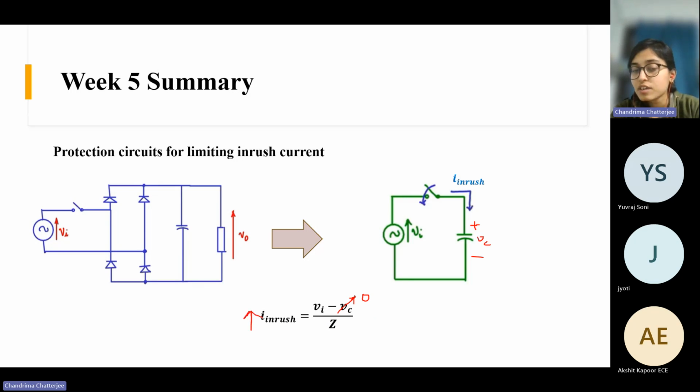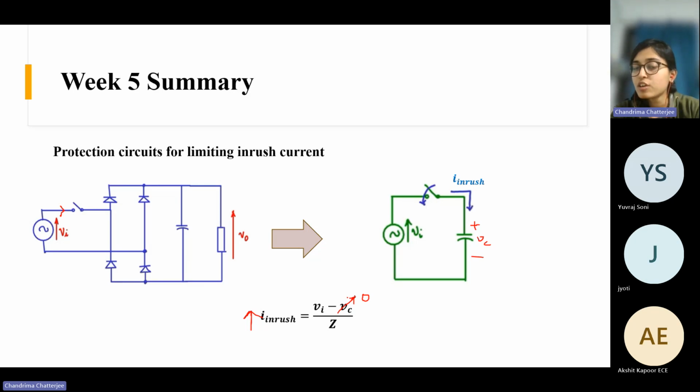So this current is very high. Did you understand? There is some voltage and this Z is a very small value, so this inrush current is very high and it can be so high that it can damage these diodes. The diode current rating may be smaller than this current, and if the diodes get damaged, then your circuit will not work, right? That's why it is necessary to limit this inrush current that flows initially. Once it reaches steady state, then it is okay.